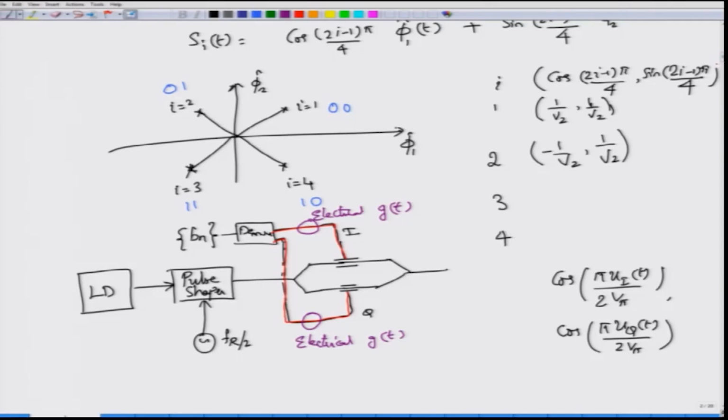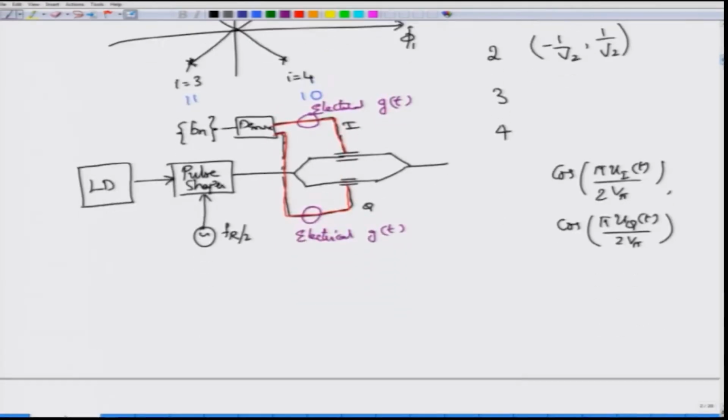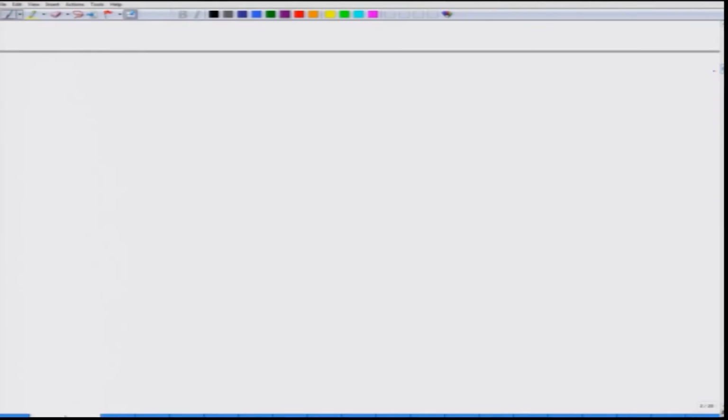Now, there is another way in which I can implement a QPSK signal, and this implementation is widely used in the 40 Gbps optical communication systems. This is called differential QPSK. With differential QPSK, what we do here is that instead of encoding the bits into their corresponding symbols and symbols into their corresponding phases, we encode the phase difference.